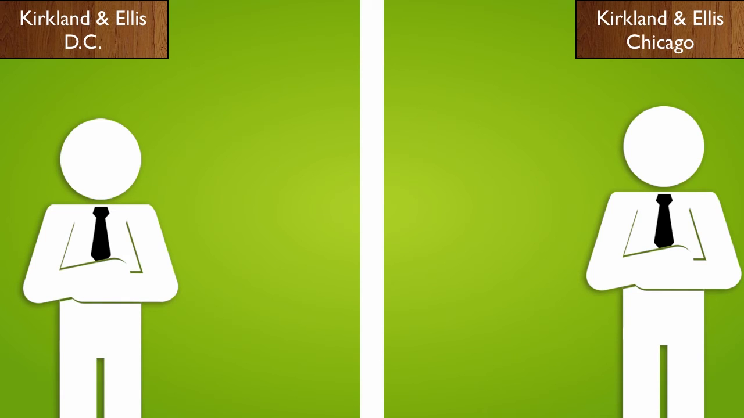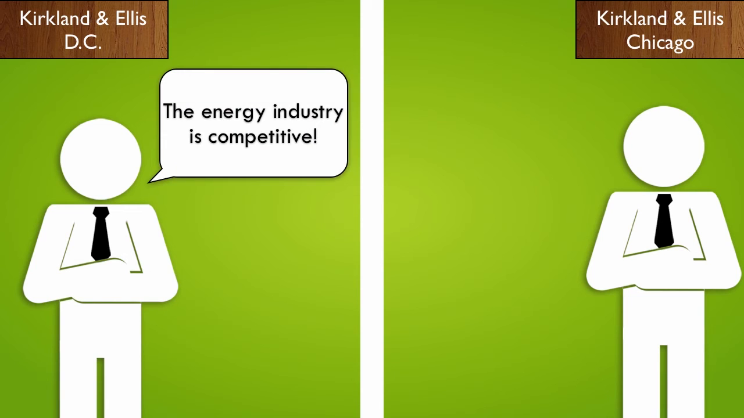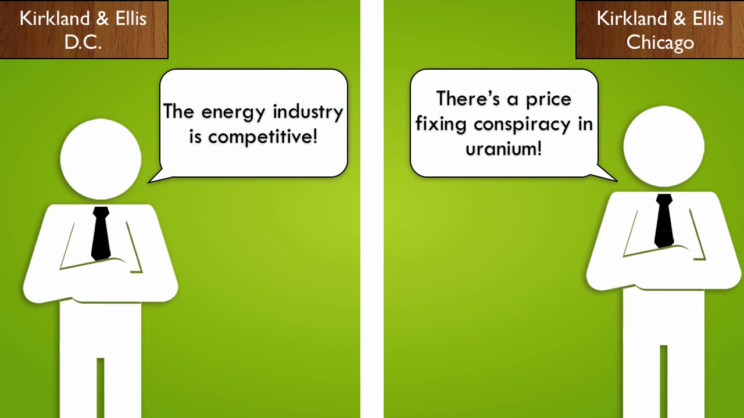In that case, the large firm of Kirkland & Ellis had offices in different cities. The Washington, D.C. office was representing the American Petroleum Institute, of which Kerr-McGee was a member, in lobbying matters and was arguing that the energy industry was highly competitive. At the same time, the Chicago office of Kirkland & Ellis had just instituted an antitrust case for Westinghouse against Kerr-McGee, arguing that there was a price-fixing conspiracy in the uranium industry. Both assertions could not be true.